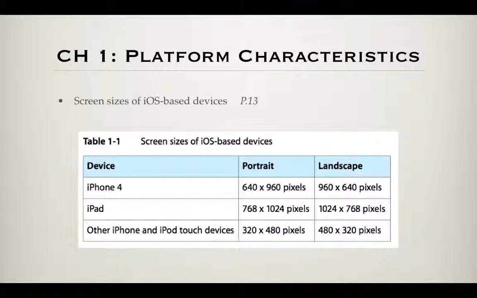Chapter 1, and you can find this on page 13, chapter 1, table 1.1. This will tell you about the resolutions, the different sizes of screens you'll get. Well, this book is a little old because we now have the iPhone 4S besides the iPhone 4 with 640 by 960 pixels in portrait mode. For the iPad you can get these resolutions, and for other devices, the iPhone 3G and 3GS and your iPod touches, you will get this resolution. So you have to pay attention to these measurements.